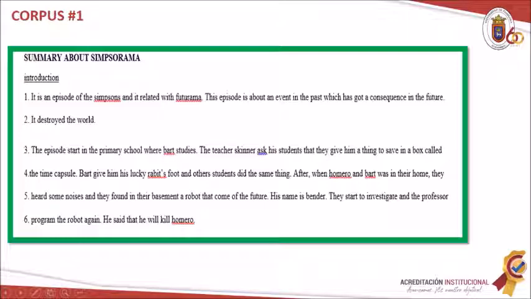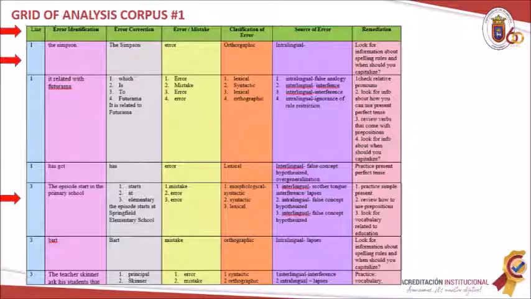I'm going to read it and then I'm going to show you the errors one by one in the grid that I told you about. I'm going to point out one error of each typology. The first error is orthographic. Why? Because the Simpson is a proper name and the first letter must be capitalized.